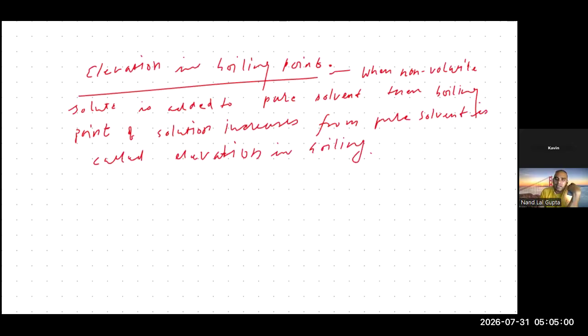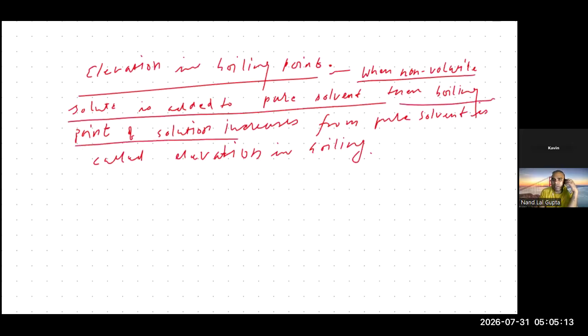So here they are saying that when a non-volatile solute is added to a pure solvent, the boiling point of the solution increases from that of the pure solvent. This is called elevation in boiling point.